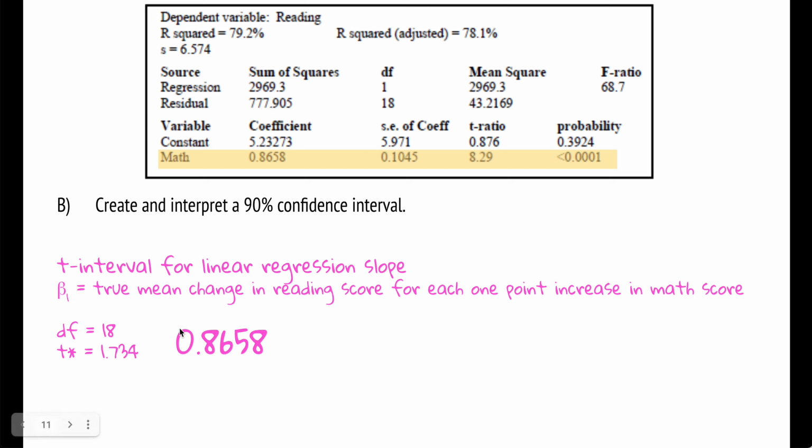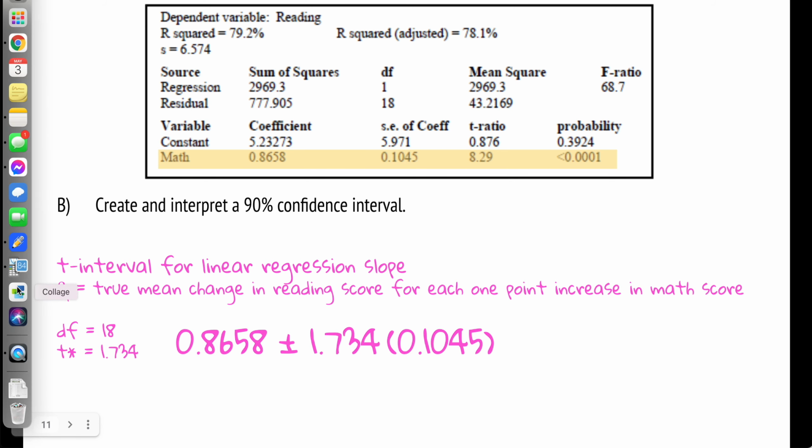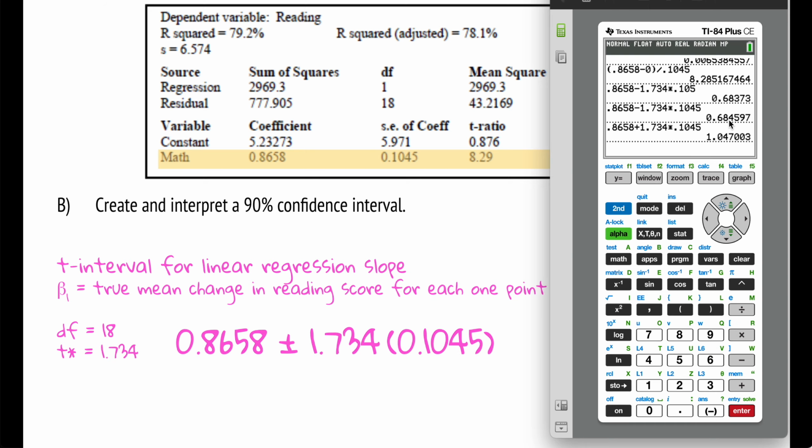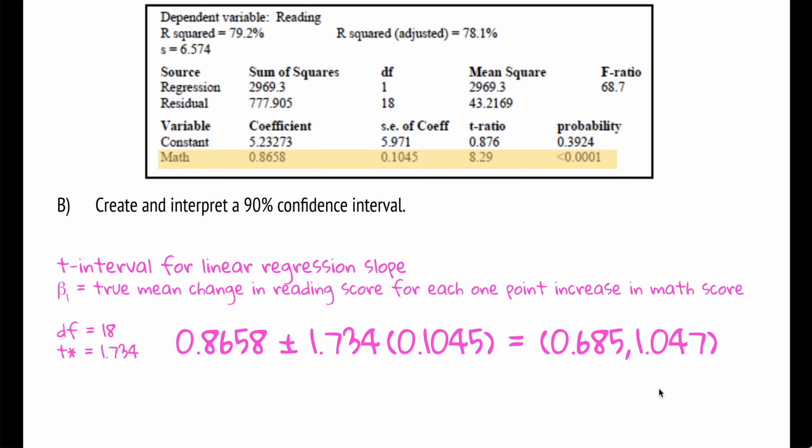So when I do my confidence interval, I start with my statistic. So that was the slope from the sample, 0.8658, plus minus my critical value, 1.734, that I got from the t-table, times my standard error of the slope, which they told me was 0.1045. Then I go into my calculator, right, and I do that math. And yes, I do actually have to sit here and do the math. There's no shortcut. So I'm just doing the math. I have to know the formula a little bit. Here we go. Right, so that gives me the lower end of my interval, and then I do the same thing with a plus right there, and that gives me the upper end of my interval. So I'm actually using the formula to get the interval.